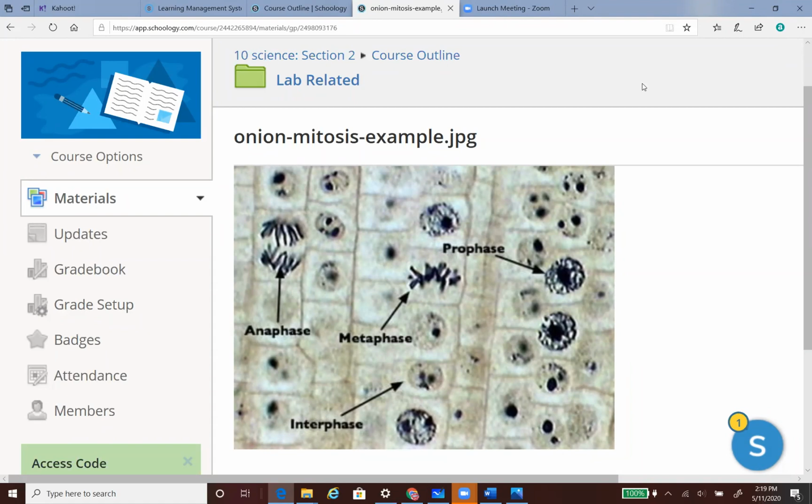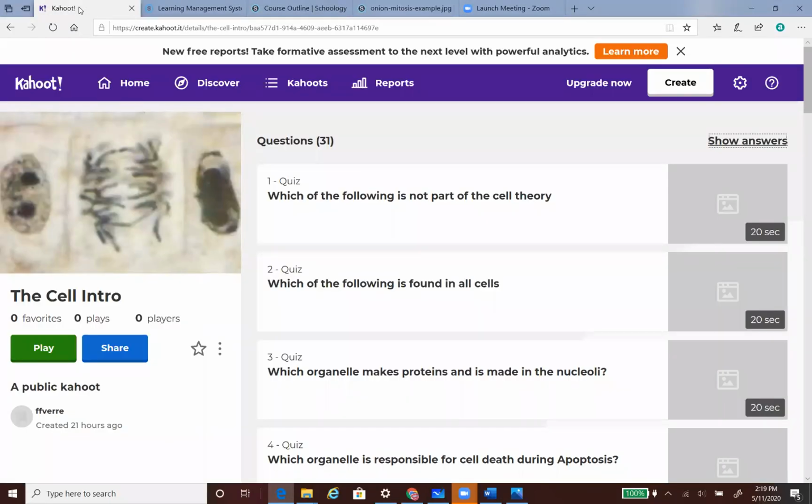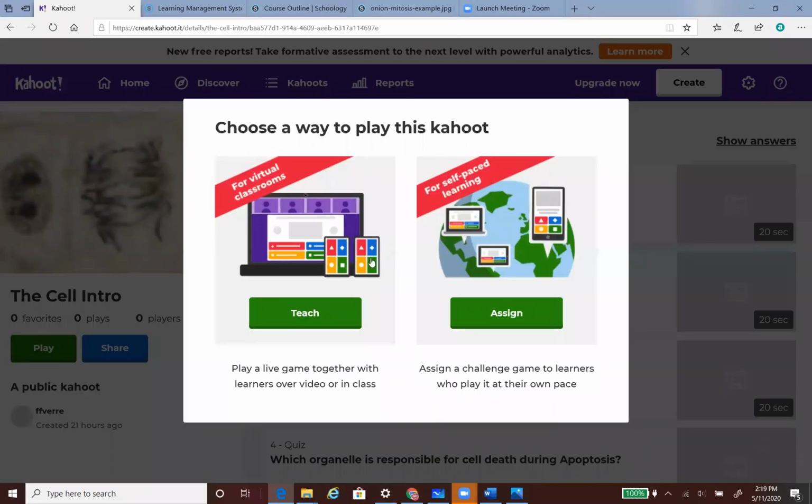Okay, so let's try the Kahoot. So here it is. Let's try it. If it doesn't work for you, then we'll just use it as a way to review. Because we've covered 3 things so far. We've covered the intro to the cells. We've done cell specializations, and we've looked at cell division, right? So this is based on those 3 topics.